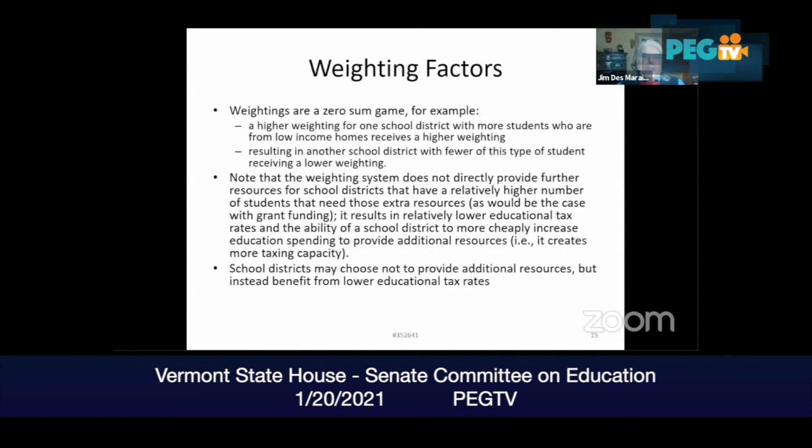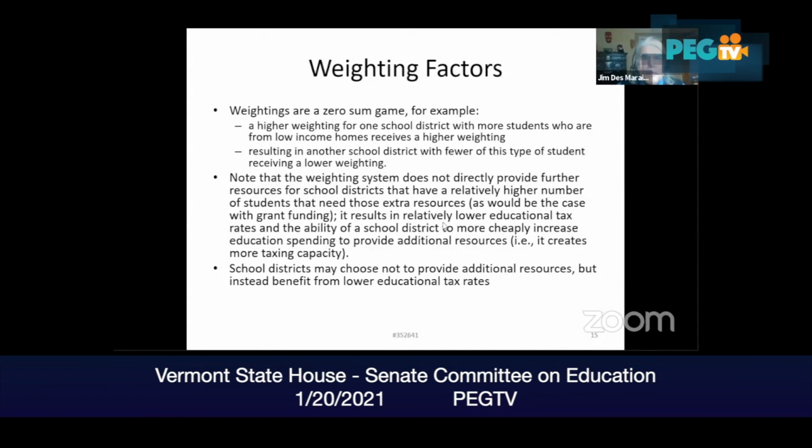Weightings are a zero-sum game. So, for example, a school district with more students who are from low-income homes receives a higher weighting, so lower taxes. But that results in another school district with fewer of this type of student receiving a lower weighting. So it's all a shift between school districts. This weighting factor, if you have more students versus less of certain characteristics, you're shifting tax rates among school districts.